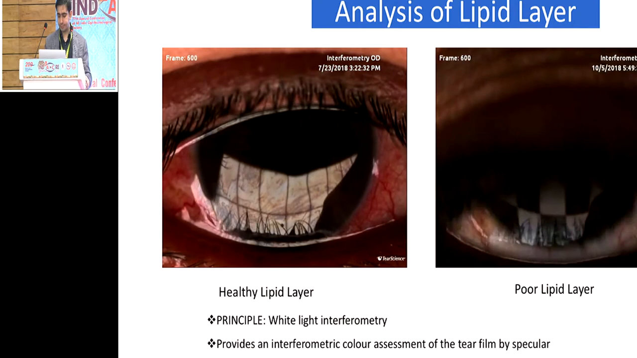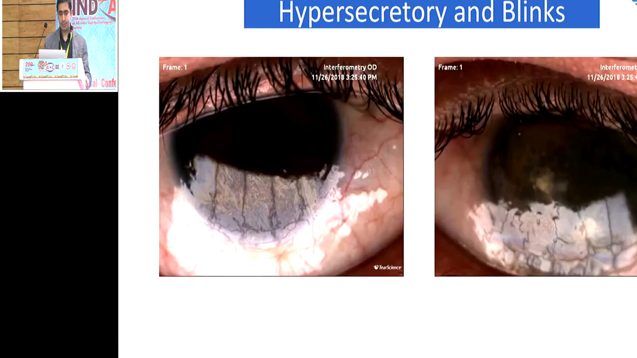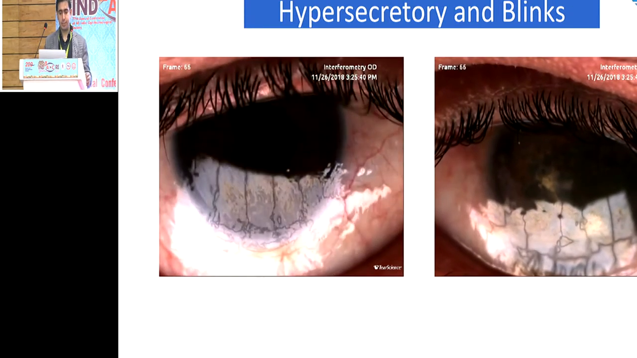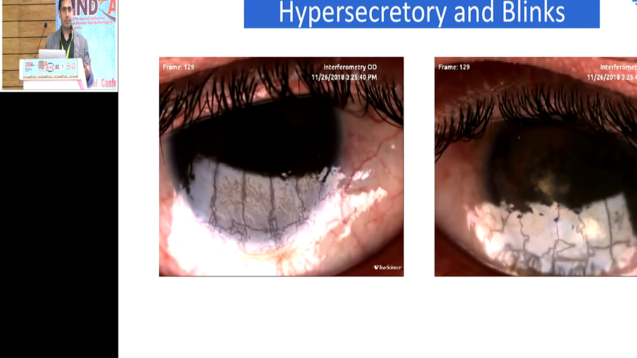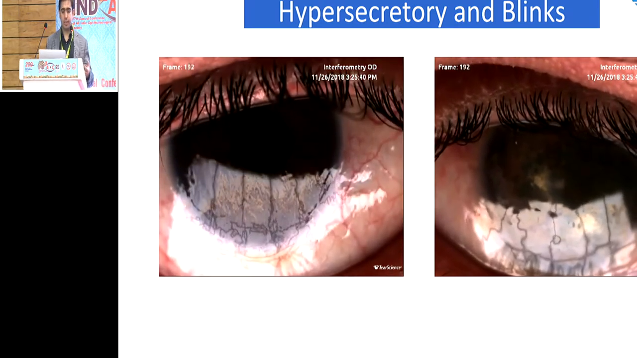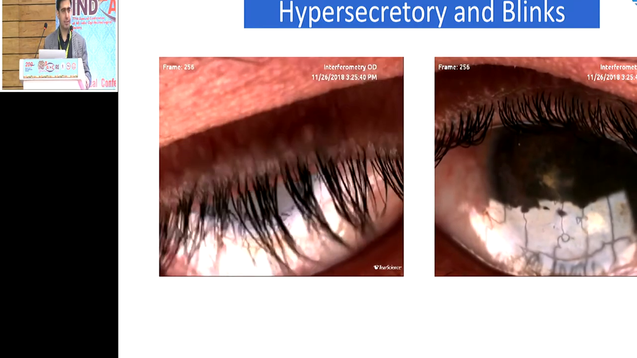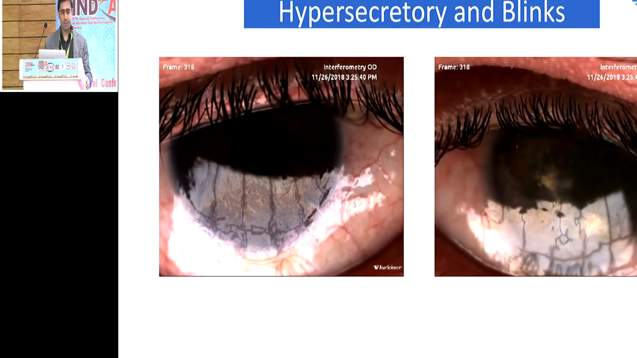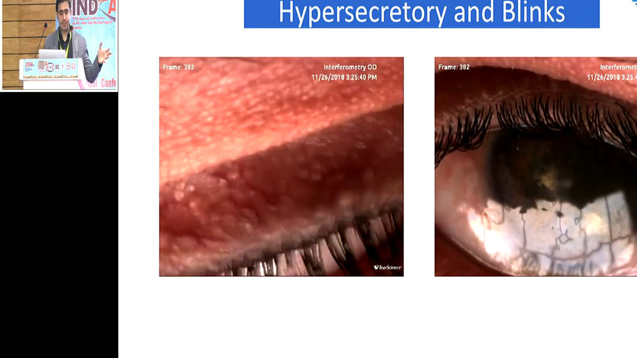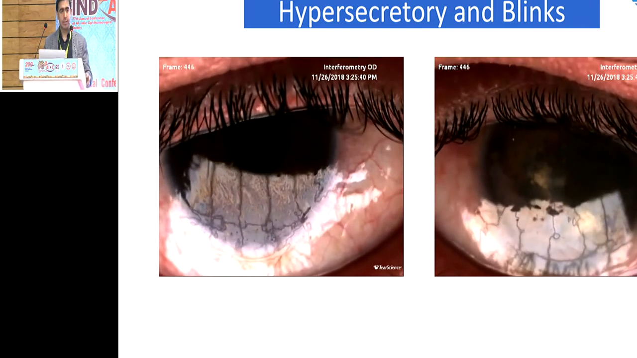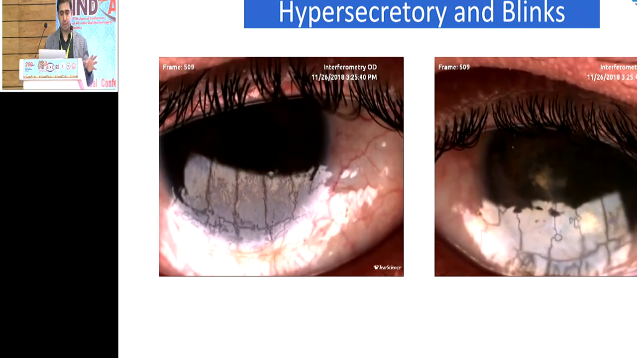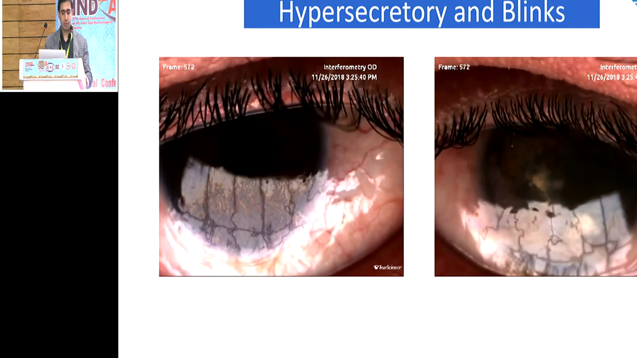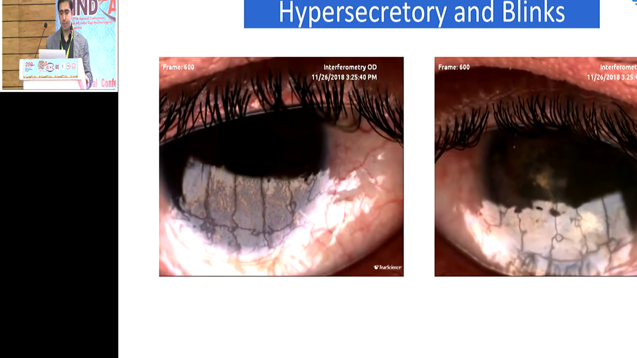Another thing is that you shouldn't take this device at face value again, because if you get a high lipid layer but you have something like this, which is a hypersecretory kind of MGD, where you can clearly see that there's something wrong, the blinks are not complete, and there's a very thick altered lipid layer. Again, be careful of these conditions, and this device helps you to detect this.